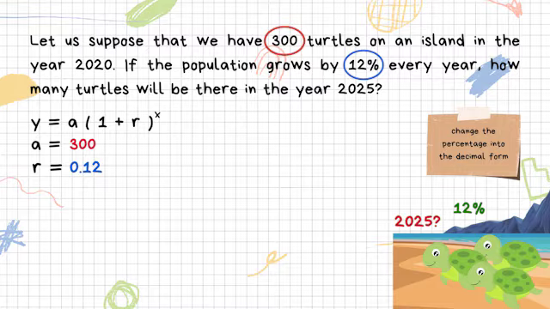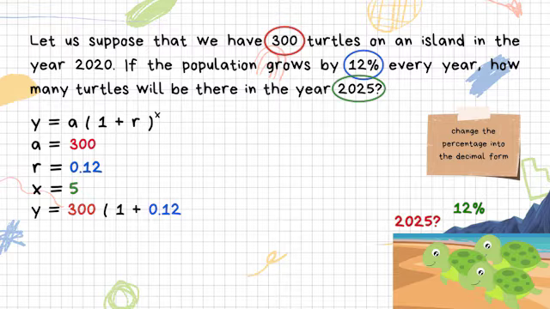Lastly, let us identify the value of x. What is our time interval? Yes, you got it right. We are looking for the turtle population in the year 2025. With that being said, our time interval will be 5 years. Therefore, it is y is equal to 300 multiplied by the quantity of 1 plus 0.12 raised to the 5th power. And now that we have our complete equation, let us solve for the population of turtles.